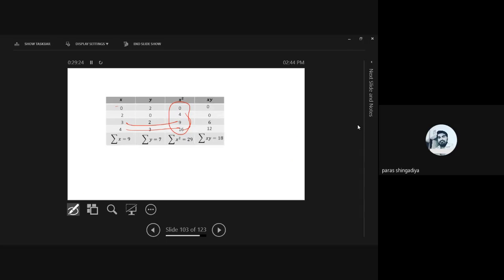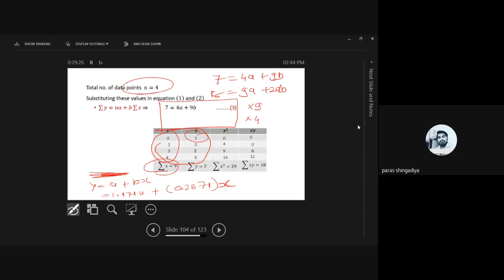Easy procedure is that first define the formula, derive the table, replace the values from the table in the formula, predict the two equations, and after that solve it directly by using calculator, okay.